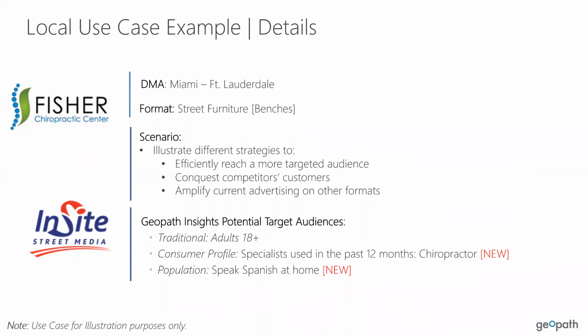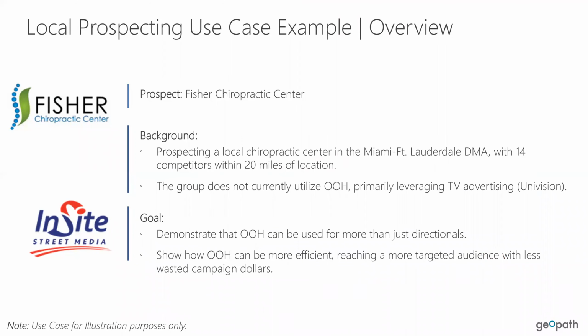Oops, sorry, I went ahead too much. So this is, like I said, a very local example, with a single chiropractic center, Fisher Chiropractic Center in the Miami, Fort Lauderdale DMA. It's a pretty competitive area. There are about 14 competitors within 20 miles of this location, and I think about 6 or so within 6 miles of the location. So it's fairly competitive. The group is very successful, but they don't use out of home.